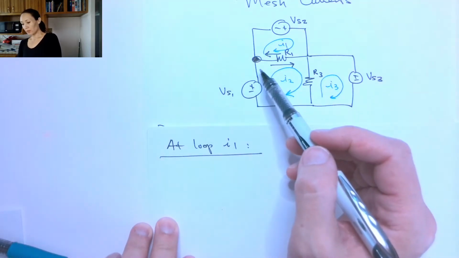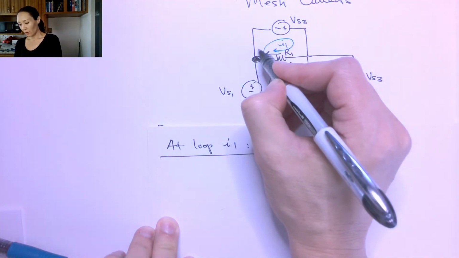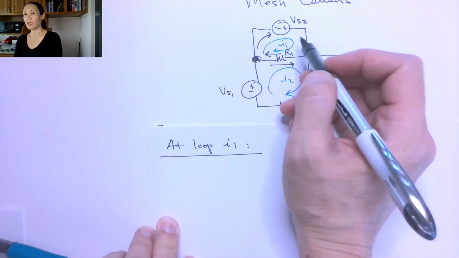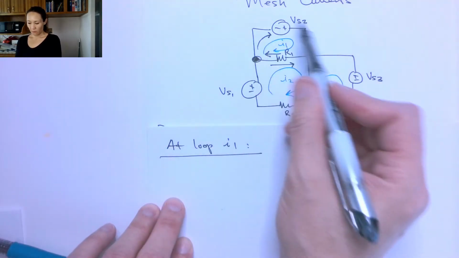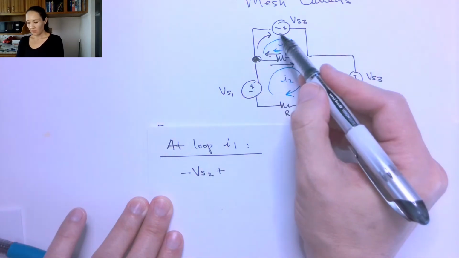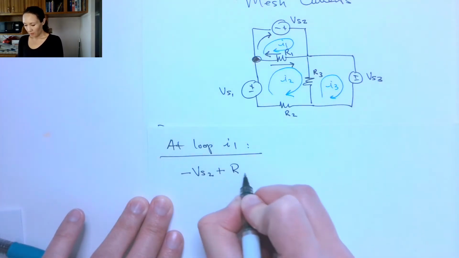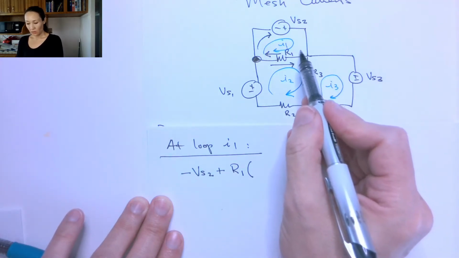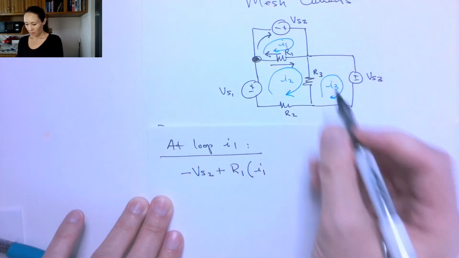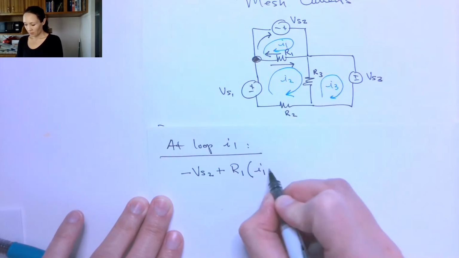We're going to use the passive sign convention, and so our convention is that if our current is entering a circuit element through the positive or the negative terminal, then this is going to be a negative voltage. So for loop I1, this is going to be negative VS2 plus, now the next thing I'm going to encounter in my walk around my I1 loop is this R1 resistor. So this will be plus R1 times the current that goes through here, I1 in the direction of the I1 loop, and I'm going to subtract from that the I2 current because it's going in the opposite direction. So this will be minus I2.